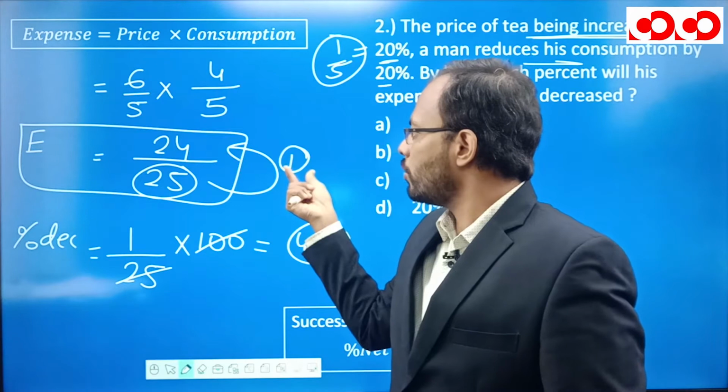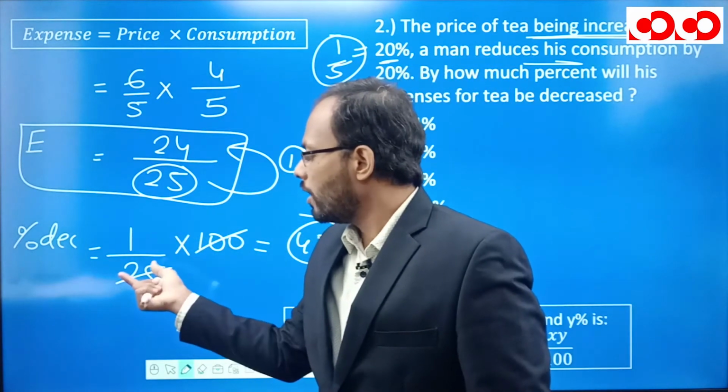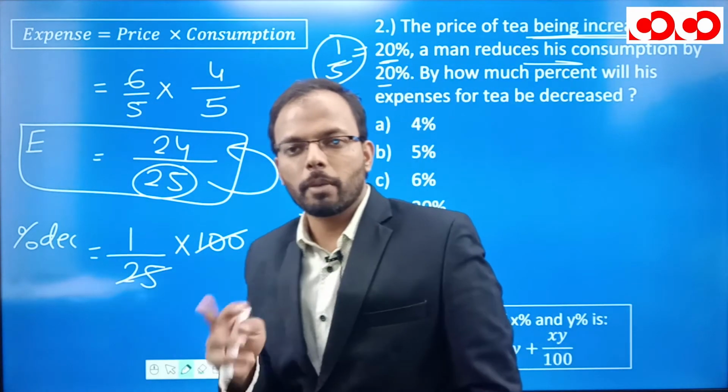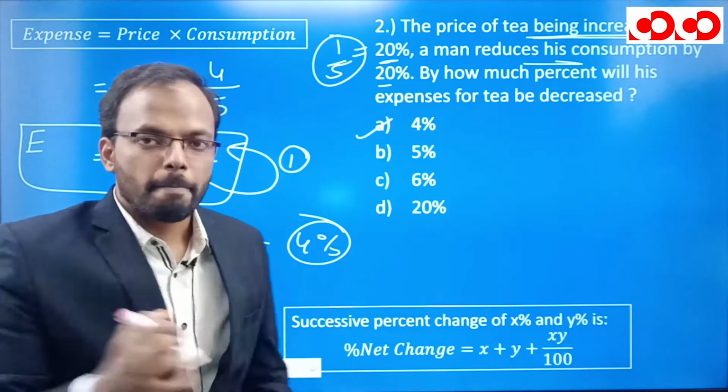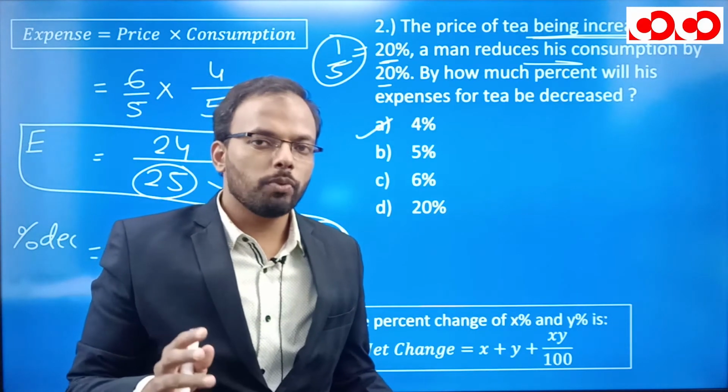In how much did it reduce by 1? It reduced by 1 in 25. So 1 divided by 25 multiplied by 100, which is equal to 4% decrease. So you can solve it either way. I hope this second method is also clear. Let's move on to the third question.